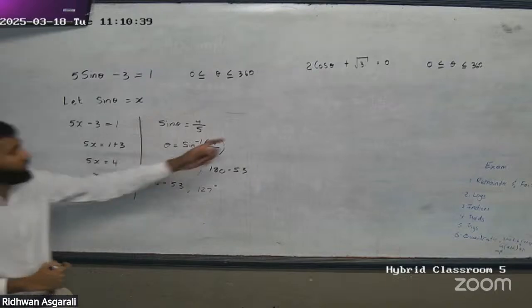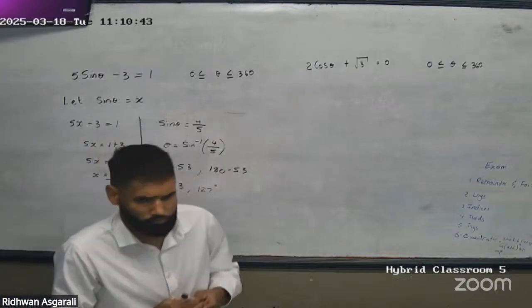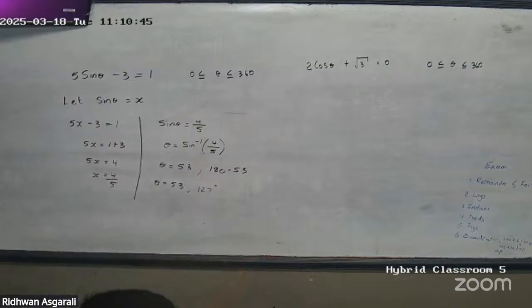Yeah, try this one. When I take the square root, square. No, it will be negative square root.